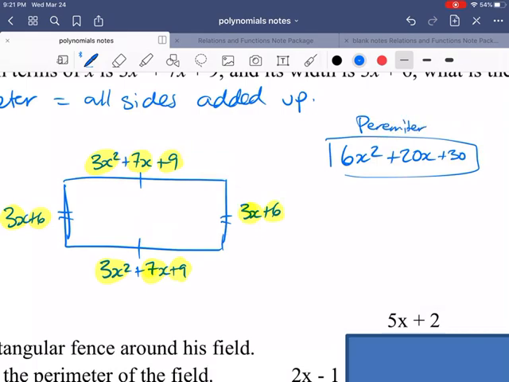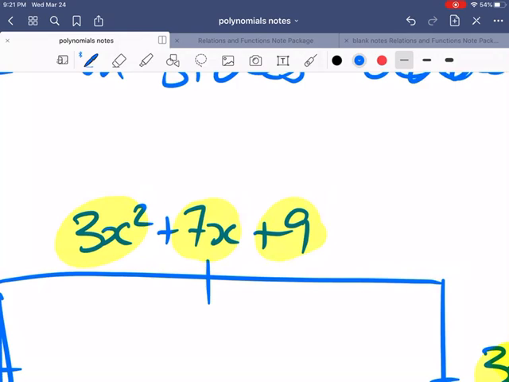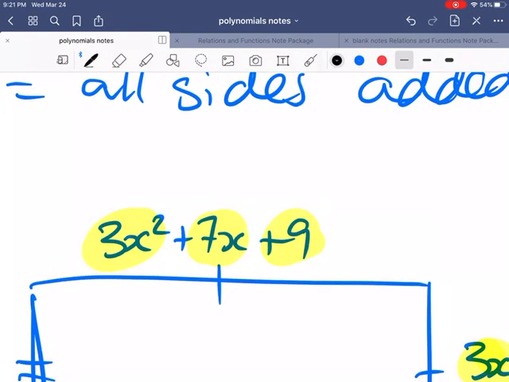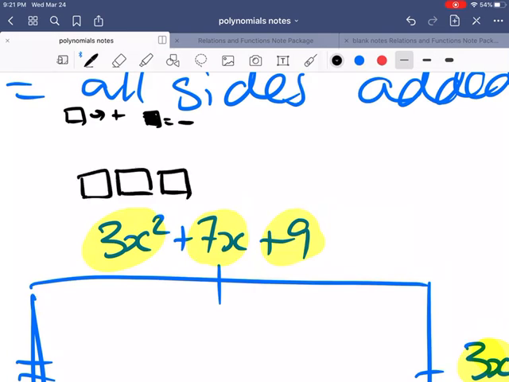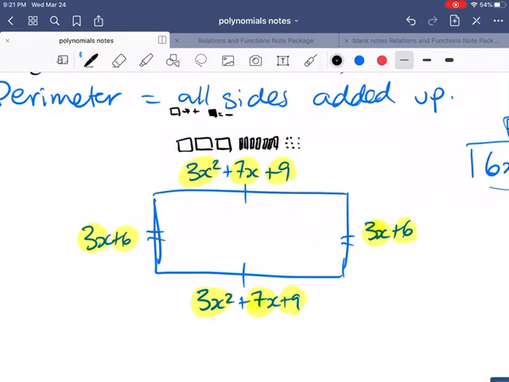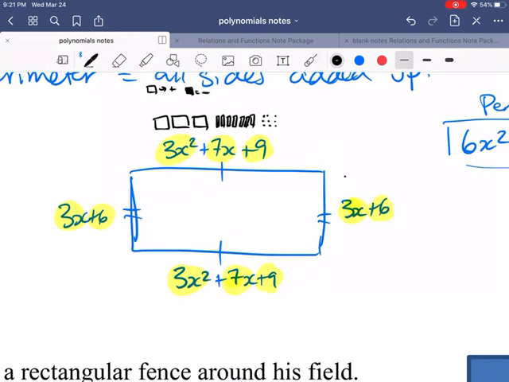That we've added up. Now if you're using your algebra tiles at home, you can go ahead and actually draw these. So if we're saying that unshaded is going to be positive and shaded in is going to be negative today, 3x squared looks like this, plus 7x: 1, 2, 3, 4, 5, 6, 7, and 9. We've got 9 there. Okay, and then 3x over here, 1, 2, 3, and 6.